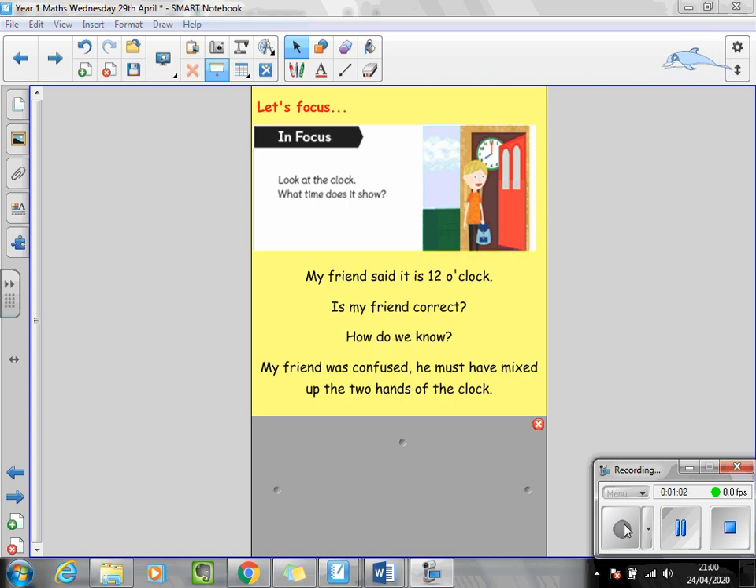Now, my friend looked at that clock and said it's 12 o'clock. Is my friend correct? Or is he incorrect? How do we know? Talk to the person next to you. And my friend, you can obviously see, was confused because there's one hand pointing to the 12 and one hand pointing to the 8. He must have mixed up the two hands of the clock. Let's look at the next slide and learn how we tell the time to o'clock.